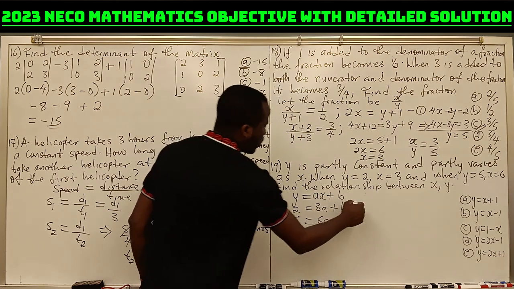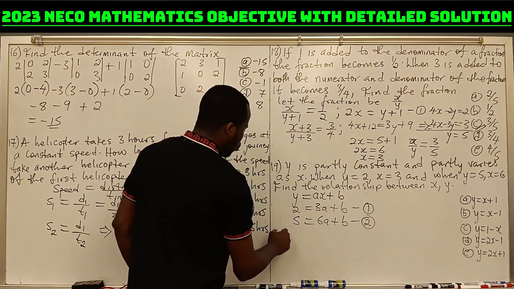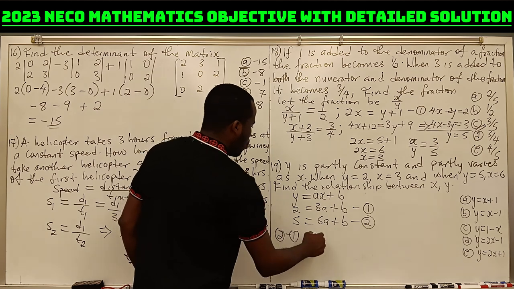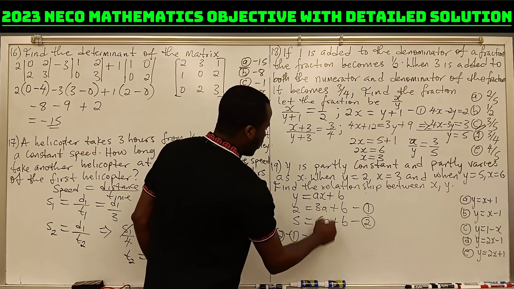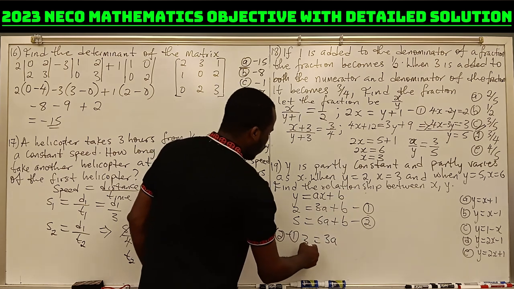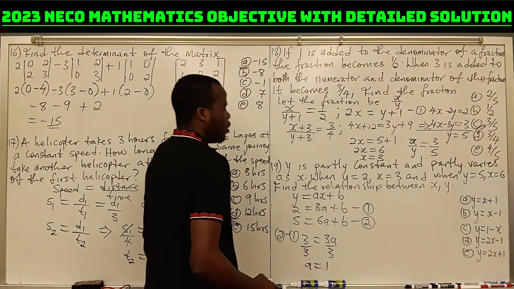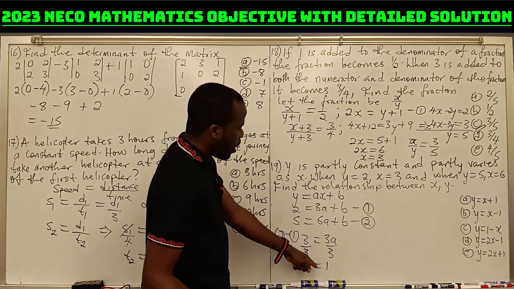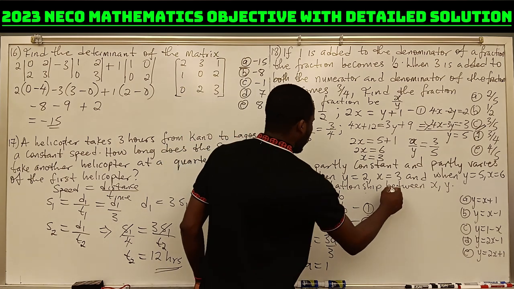We subtract 1 from 2. If we do 2 minus 1, we have 5 minus 2 is 3, 6a minus 3a is 3a, b minus b is 0. Divide both sides by 3, we have that a is 1. Since a is 1, we can put a as 1 in any of these equations. We put it in equation 1.